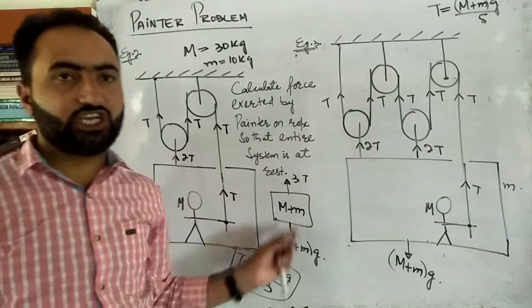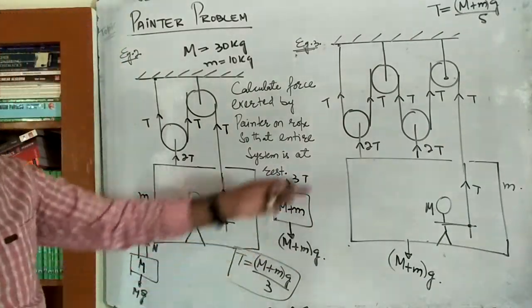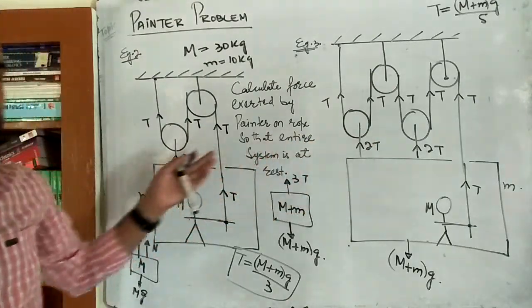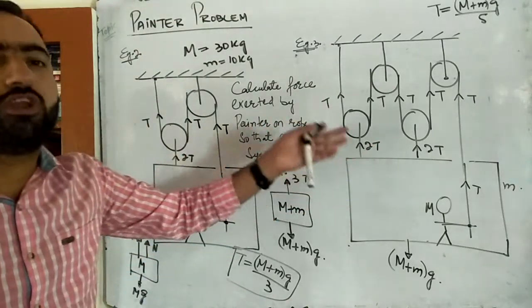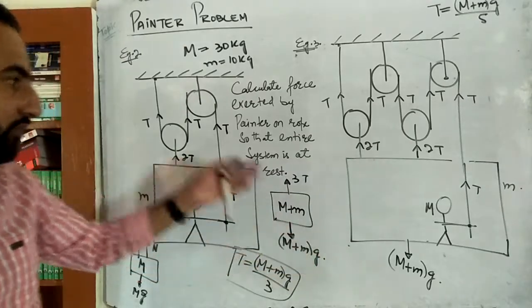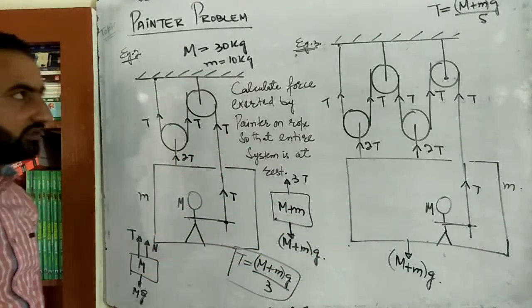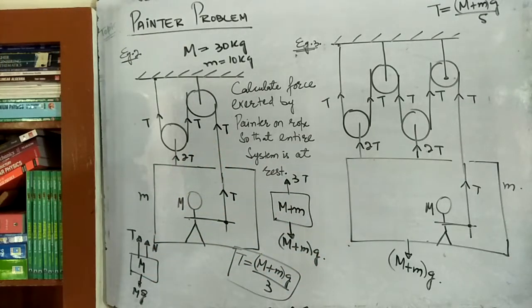But the tension here and the tension here will not be the same. Tension in this very case will obviously be smaller compared to this. That means this system is a more efficient system compared to this system. Done? Okay. So pause the screen, write it down.